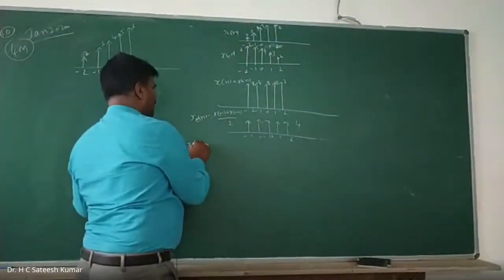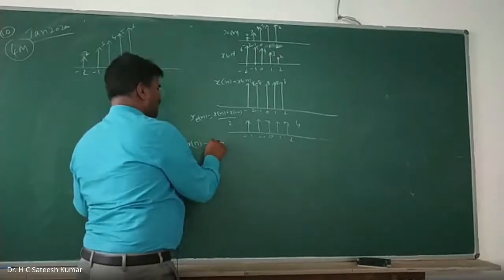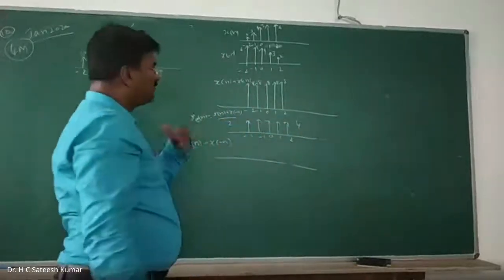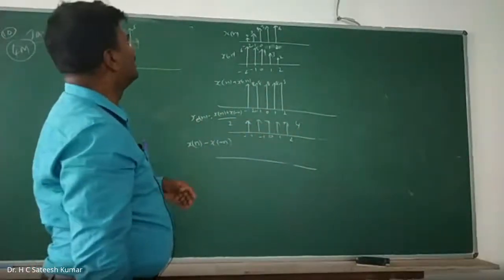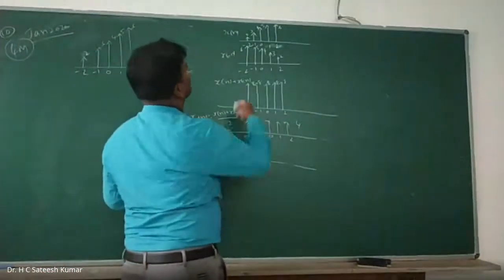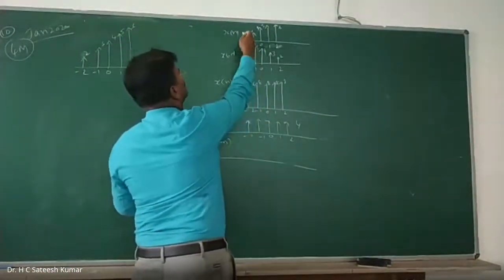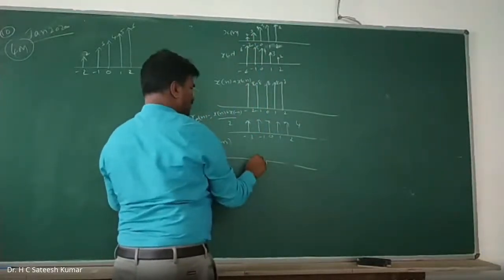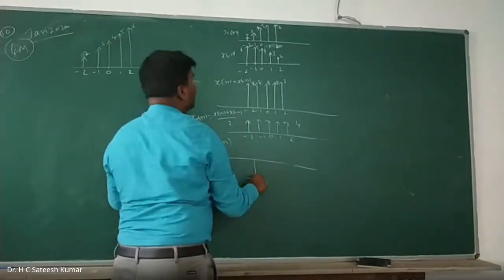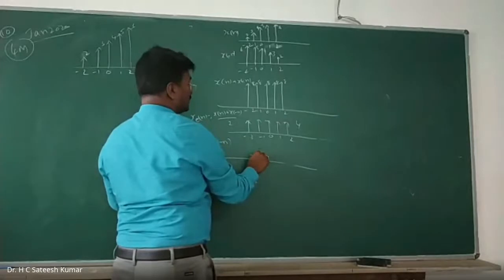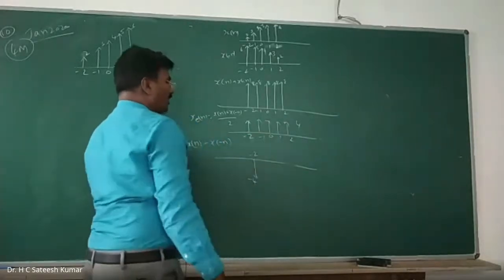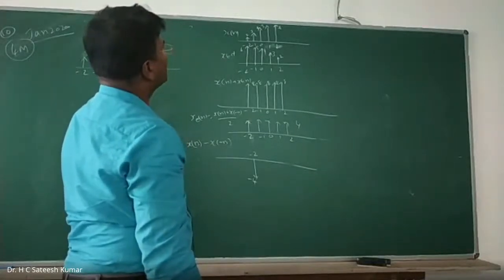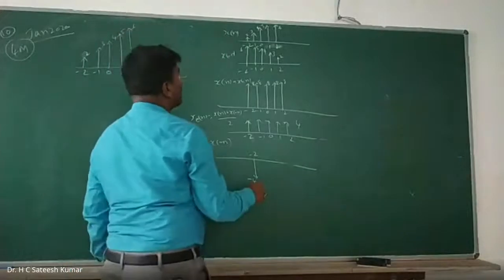X of n minus x of minus n. Subtract it. You can subtract it, or invert it and add it. Instead, you directly subtract it. It's very easy. So 2 minus 6 is -4. At -2, this is -4. And 3 minus 5 is -2.